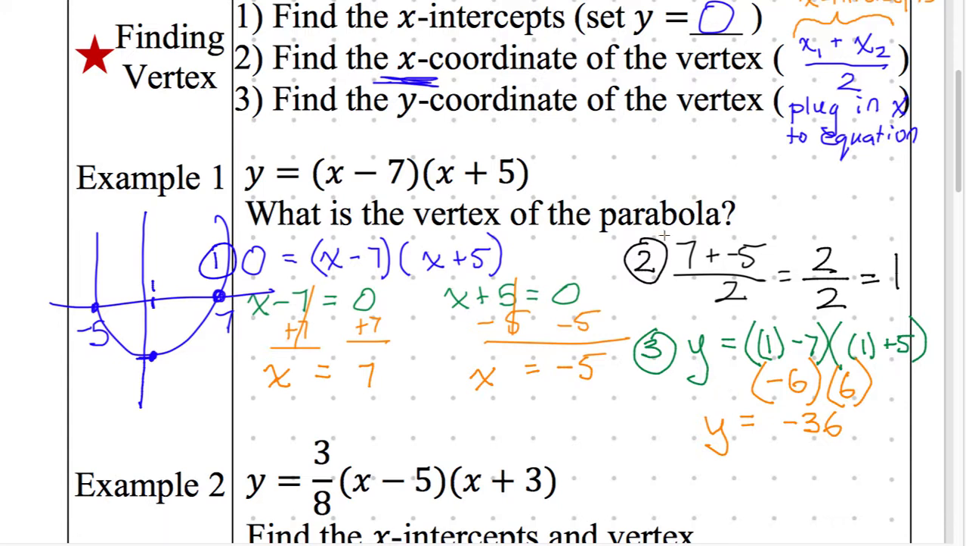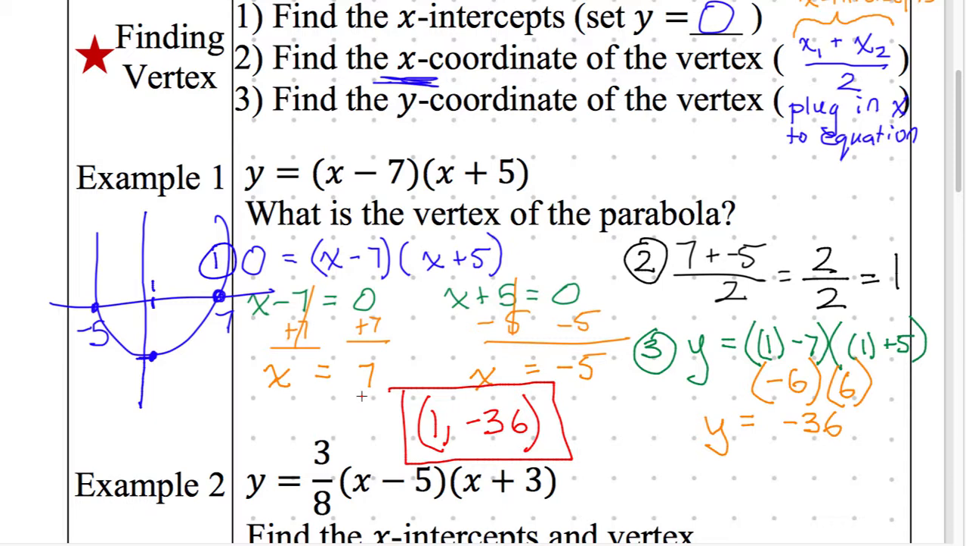So between step 2 and step 3, I have my answer. Here it is. This was the x coordinate. This was the y coordinate. So my answer, I'm going to write it in red now. My x coordinate was 1. My y coordinate was negative 36. There is my answer, 1 comma negative 36. My x and y coordinate.